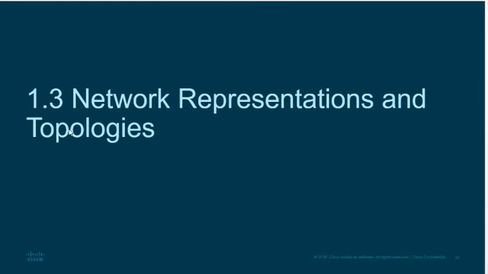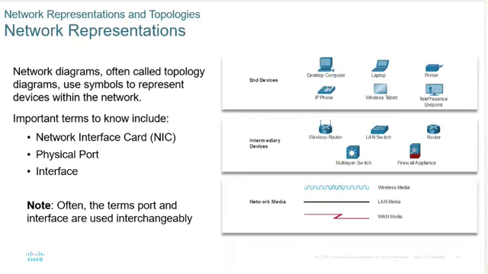How do we represent our networks in a visual way for people? It's a pretty common practice to draw out a network for a customer or an organization so that you have a record of how things are set up and what's where. Well, we do this with diagrams and icons that represent different things within a building or a network.